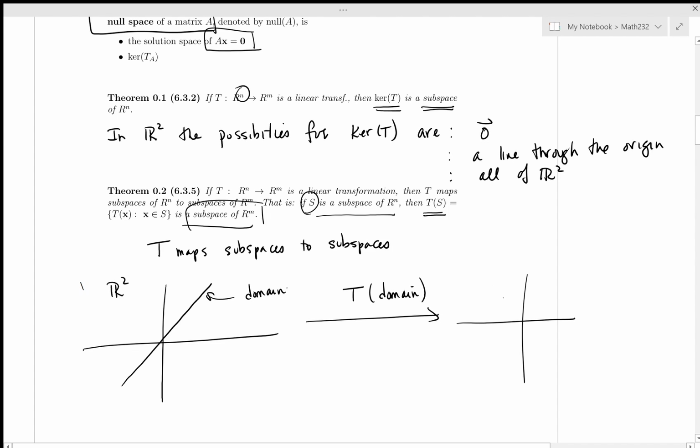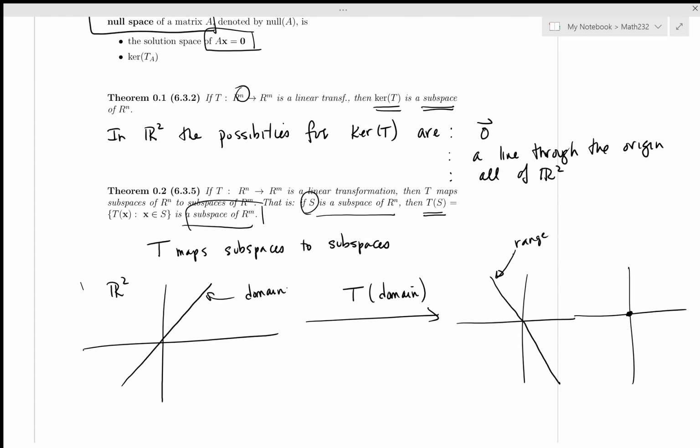We could end up with some line like that. That would be the range there, some line, or we could end up with this guy here. Those are the two subspaces that are possible if we start with that domain. We can't end up with all of R2. That would not be a function. You can't expand up from a line to the whole of R2. It won't work because it won't be a function.